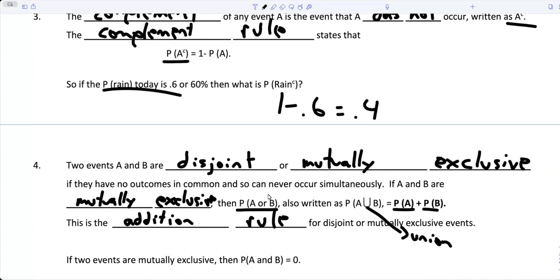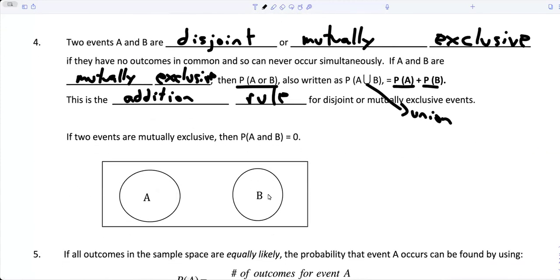Okay, and so finally, if 2 events are mutually exclusive, then the probability of A and B, this is the intersection, the probability of those 2 events has to be 0, because it's impossible if they are mutually exclusive. And so the Venn diagram looks like this. I've got my sample space with the rectangle. I've got the probability of A, probability of B, and there's no overlap between those 2 things.